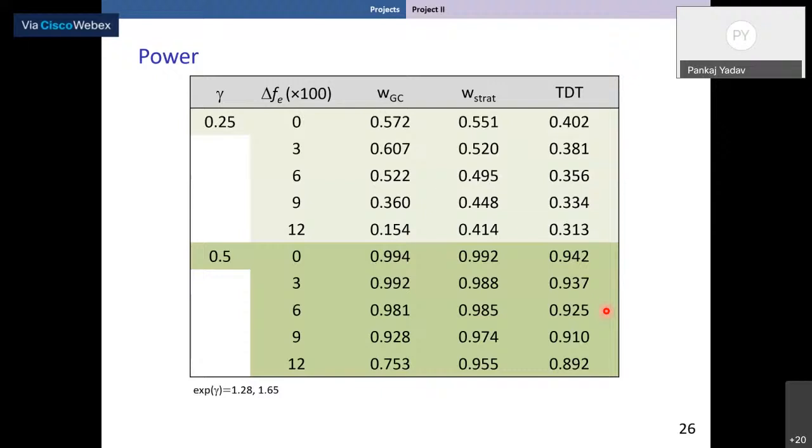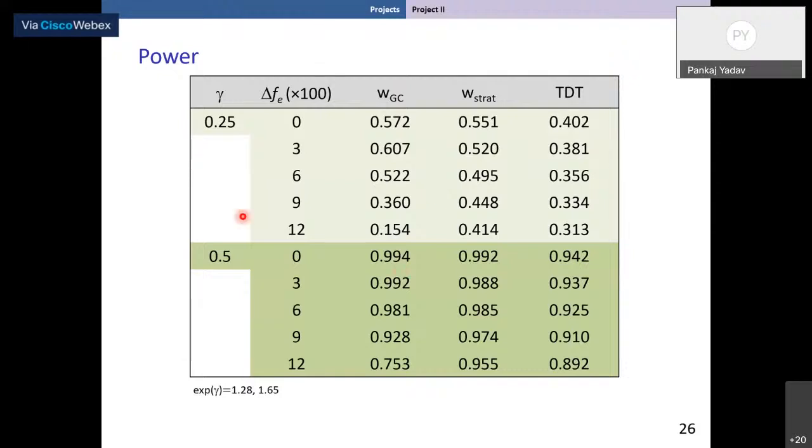So finally, I think this is the last slide I want to show you. This is the statistical power that we get under different settings of the interaction effect. As you can see, for the GC we see a reduction in power when the level of stratification increases, but at moderate or very small levels of joint stratification, we still get good power. Surprisingly, we are even getting more power compared to WSTRAT and TDT.